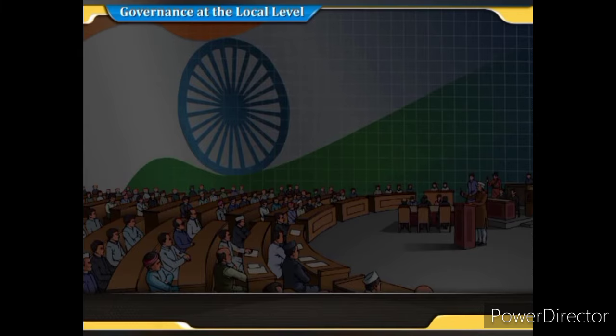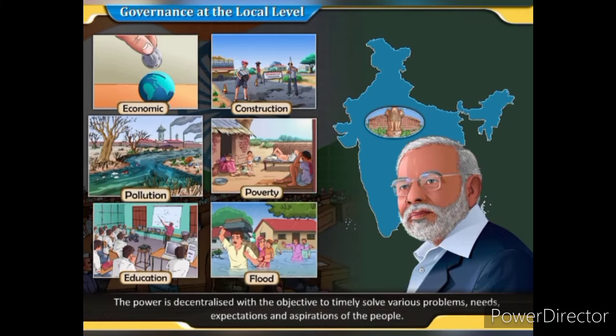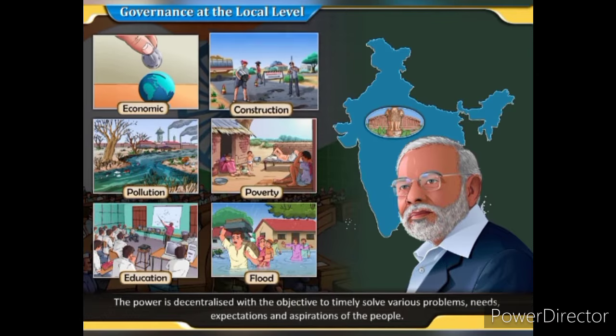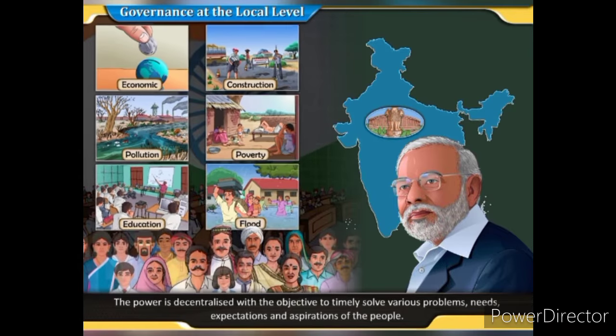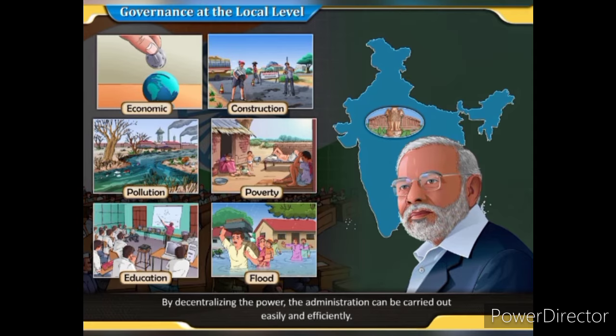Governance at the local level. It is extremely difficult to carry out the governance of the entire nation from a single place, as the central government has way too many responsibilities. The power is decentralized with the objective to timely solve various problems, needs, expectations, and aspirations of the people. By decentralizing the power, the administration can be carried out easily and efficiently.